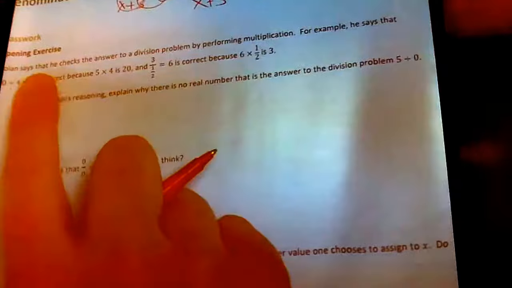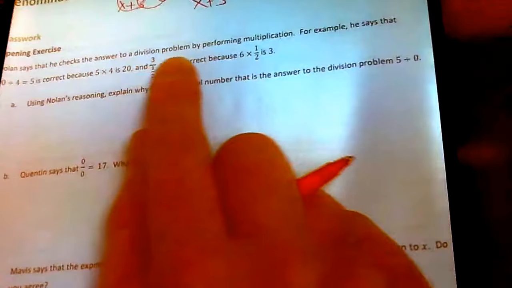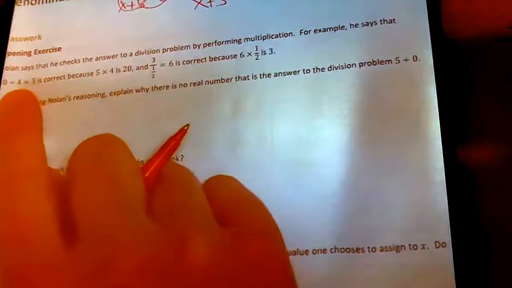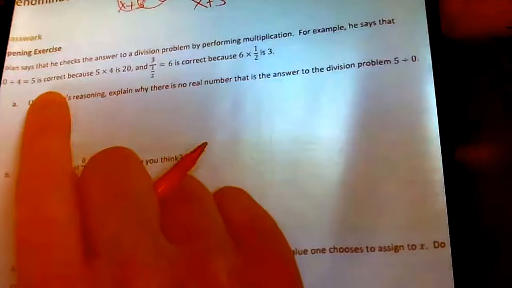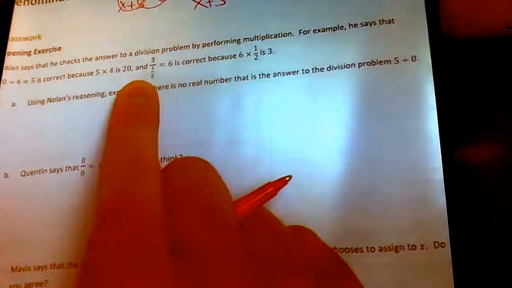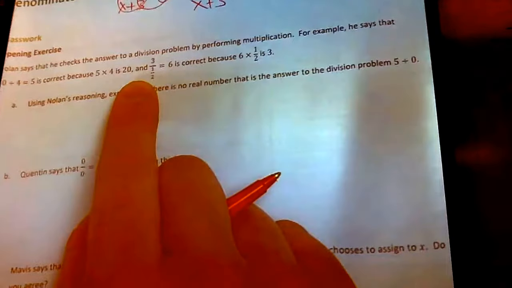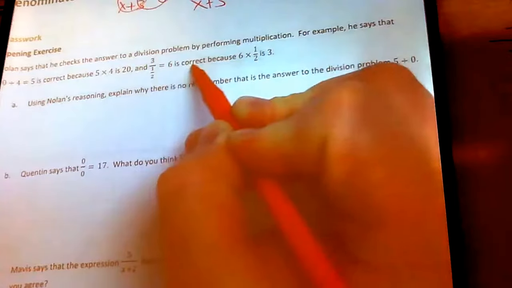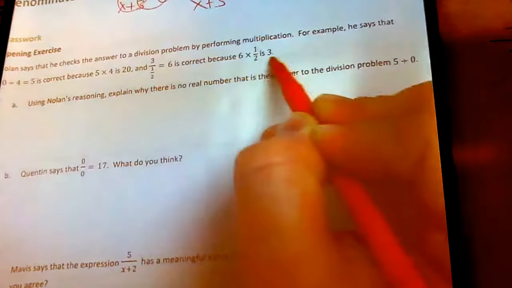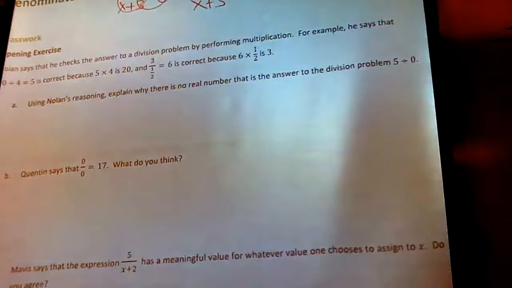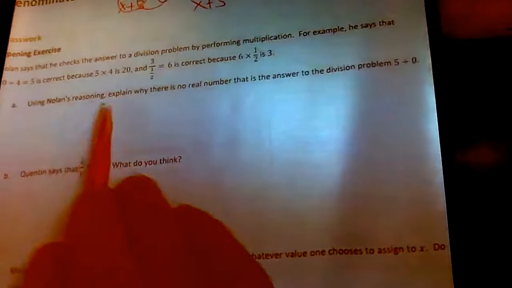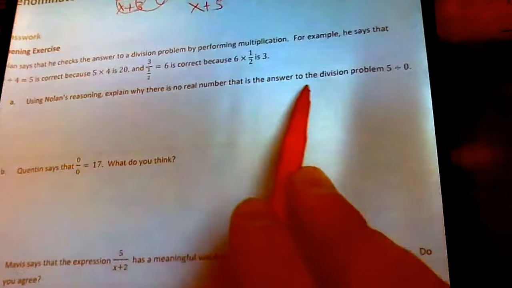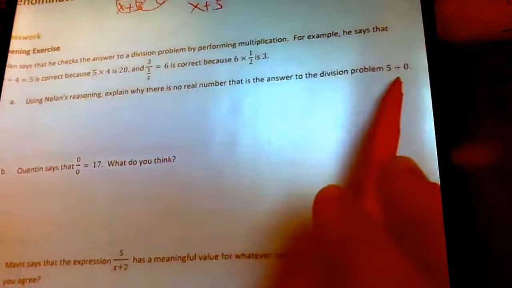Okay. Nolan says that he checks the answer to a division problem by performing multiplication. For example, he says that 20 divided by 4 equals 5 is correct because 5 times 4 equals 20. Does that make sense? Yes. And 3 divided by a half equals 6 is correct because 6 times a half equals 3. Using Nolan's reasoning, explain why there is no real number that is the answer to the division problem 5 divided by 0.